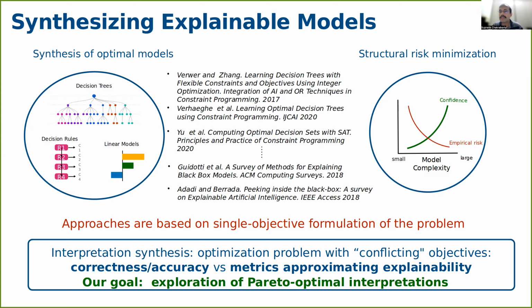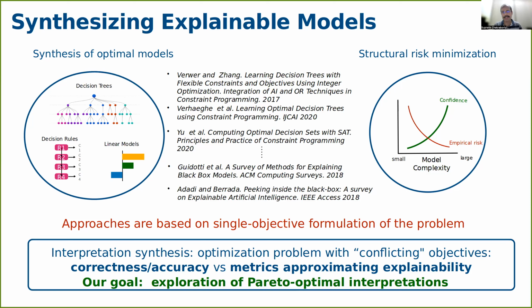One more question, just a clarification. On the right side, you have this model complexity, and I was trying to understand the empirical risk and the confidence you're talking about. Is it about the predictions that the models are making? Yes, the confidence is in the accuracy of the prediction, and the risk is the opposite: the higher the confidence, the lower the risk. Okay, thanks.